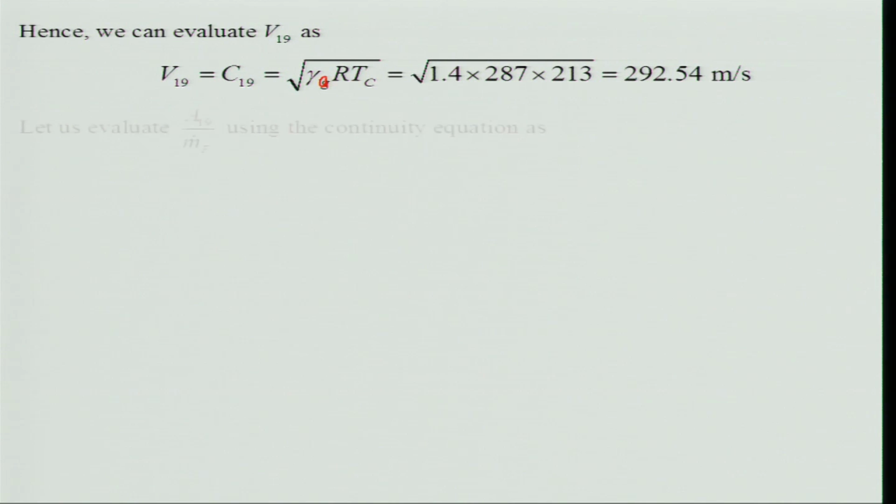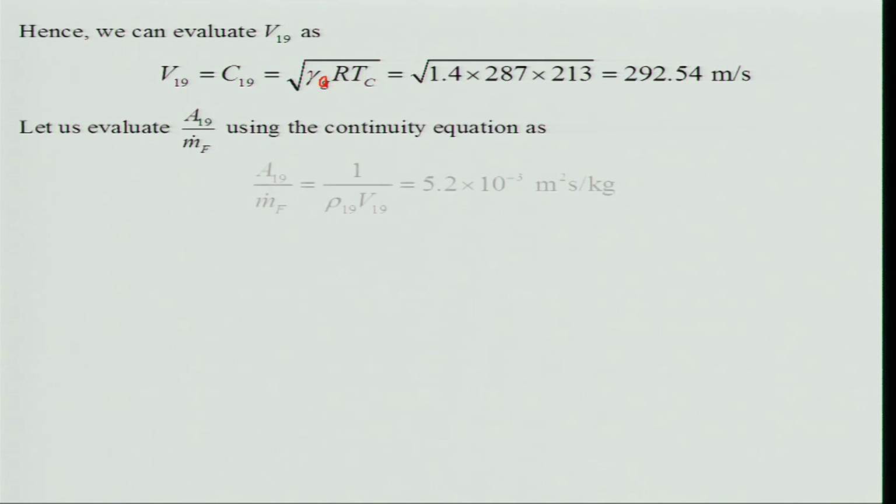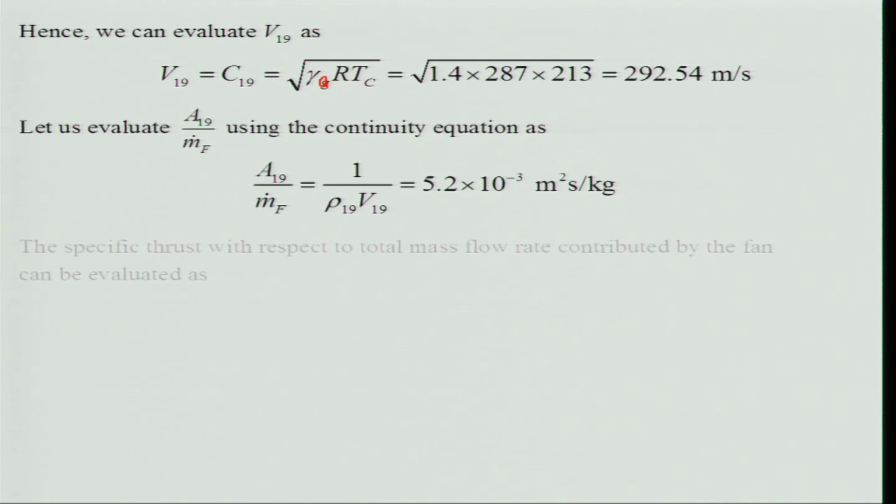By knowing this, I can find out A19 by m dot f, very easily from the continuity equation, and that is nothing but 1 over rho19 times V19. You will just substitute these values, you will get 5.2 into 10 to the power minus 3 meter square second per kg.